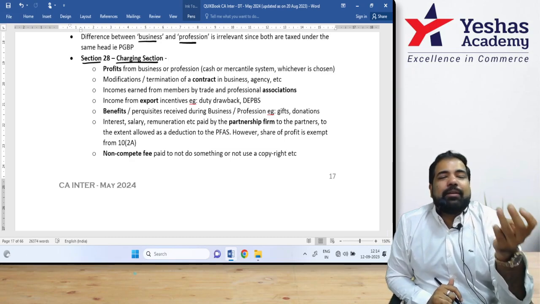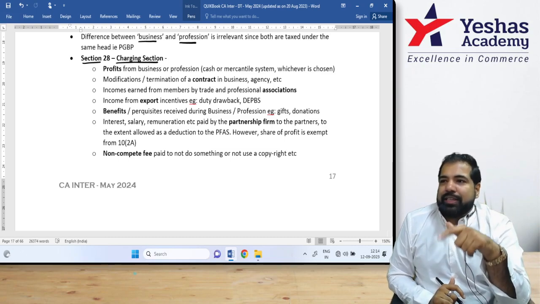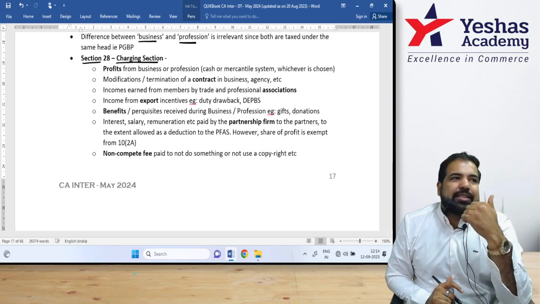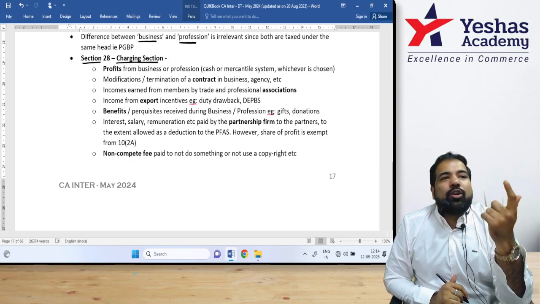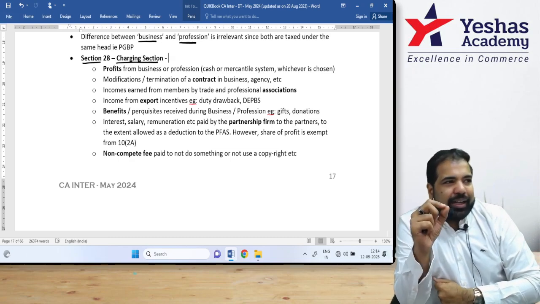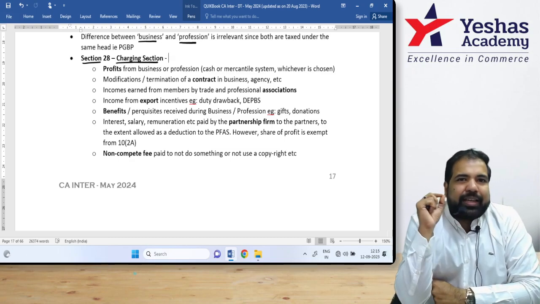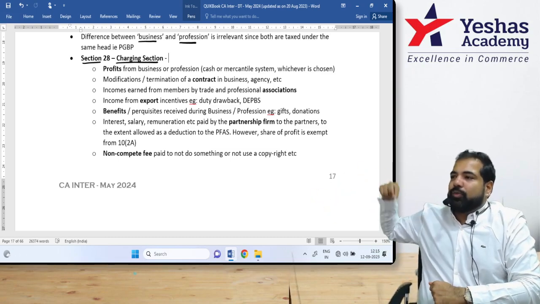Next, guys, a key man insurance. Remember KT. Key man insurance is always, if the business person gets the money, it is going under which head, guys? PGBP. All right, guys. And any non-compete fee, where does that go? Guys, if you have import entitlements or export benefits, can you use them? If you use them, there is no benefit. But if you sell them, guys, will that be money?